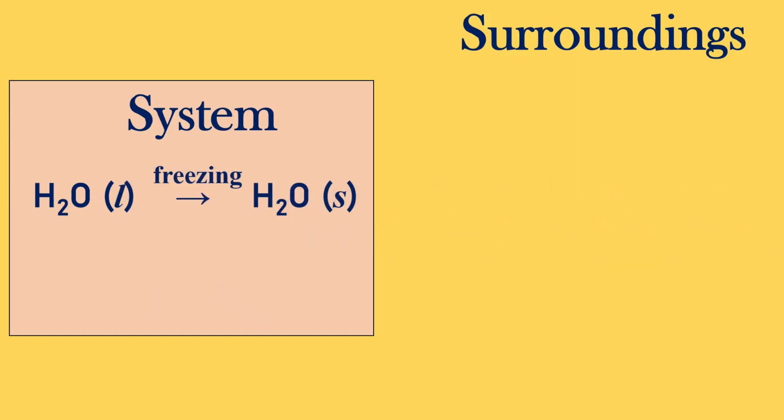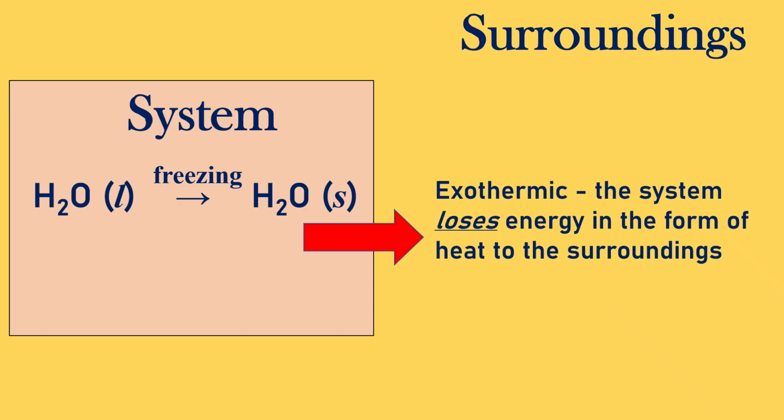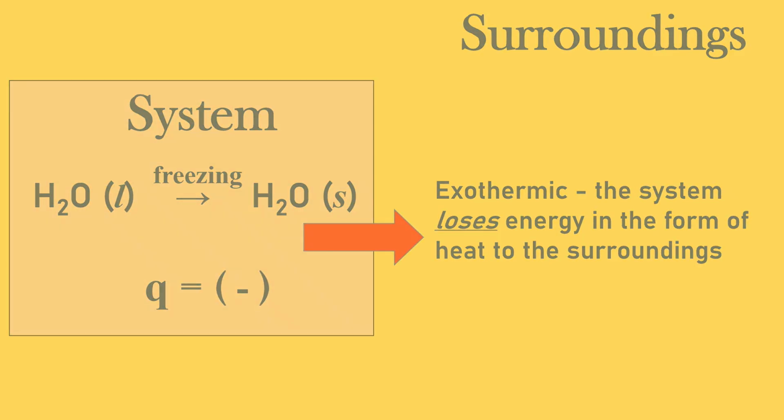Finally, let's look at freezing. When liquid water phase changes into water solid or ice. Is this endothermic or exothermic? In order for liquid to freeze, heat needs to be removed from the liquid. The liquid loses heat and cools into a solid. This is an exothermic process, and q is negative.